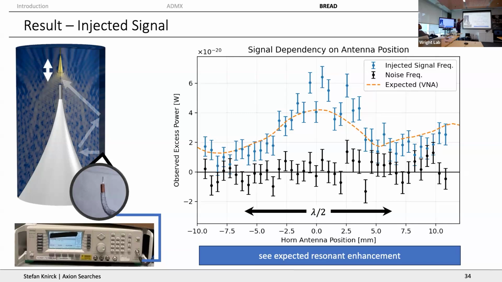So if I move the antenna up and down, we try to resolve how the injected signal behaves with the antenna position. You can see that the data behaves exactly like we would expect from a previous network analyzer measurement. So this is nice. I think this shows we can see signals that actually come from the reflector, and we understand the reflector response.